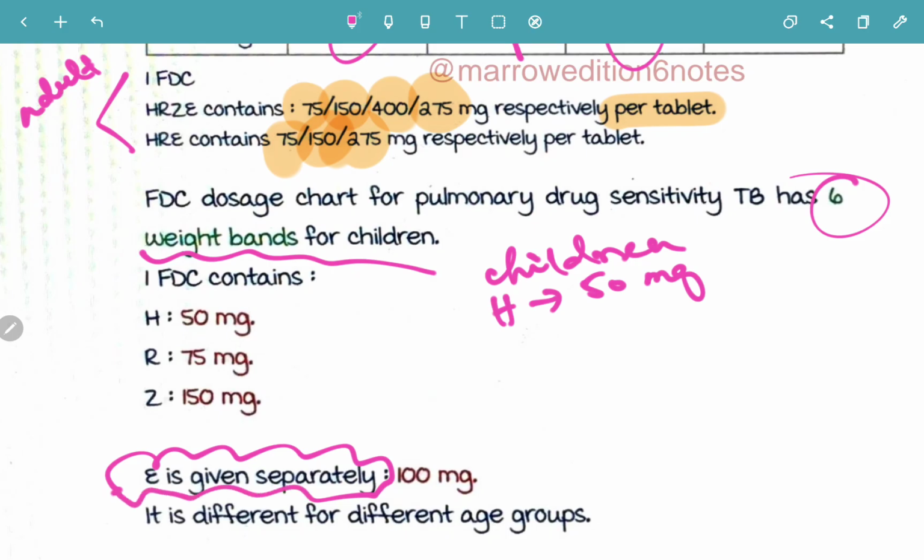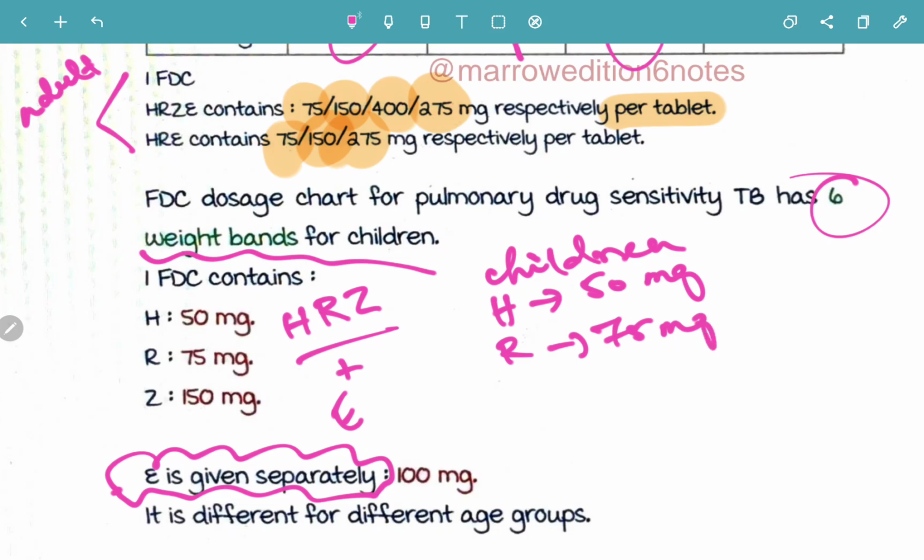So the fixed dose combination contains only HRZ. One fixed dose combination only has HRZ, and ethambutol will be coming separately. Isoniazid will be 50 milligram. Rifampicin will be how much? Just half of the adult dose. In adults it was 150, so half is going to be 75 milligram.